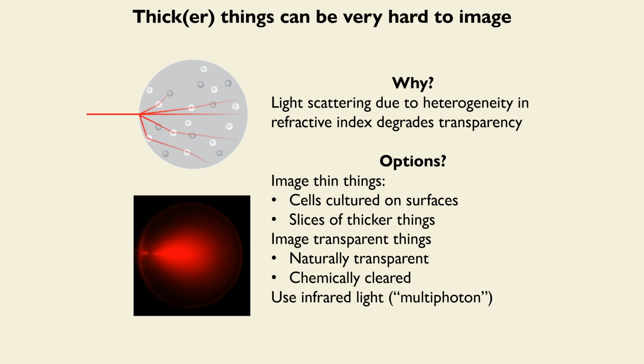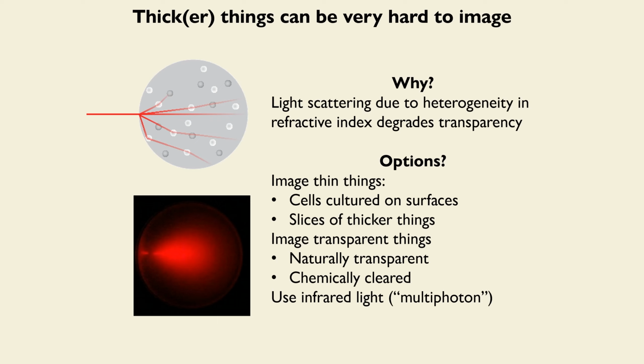Well, one option is to image thin things. If thick things are a problem, we can image thin things like cells cultured on surfaces. We can take thicker things, cut them into slices that are thin and image those. We can also image transparent things, either naturally transparent, like C. elegans, which part of the reason it was picked as a model organism is that it is transparent, or chemically cleared. We can use various chemicals to render tissues transparent by removing things that have different refractive indices and then creating, in the end, a solution that has the same refractive index as whatever's left, and that usually makes things transparent. Or finally, we can use infrared light in a type of microscopy called multiphoton.